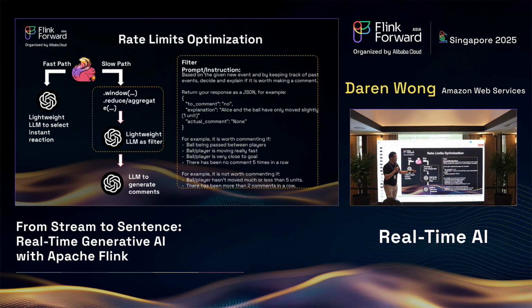To implement this lightweight LLM, again, it can be as simple as a prompt or an instruction. Here what I tell it is, given the new event and keeping track of the past events, decide and explain if it's worth making a comment, and then return your response as JSON. I've asked it to provide an explanation, or chain of thought, on why it thinks it's worth making a comment or not. But in production, if you want to make it even faster, you can even skip the explanation stage as well.